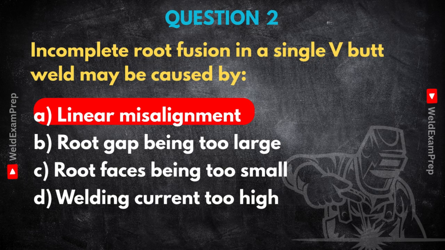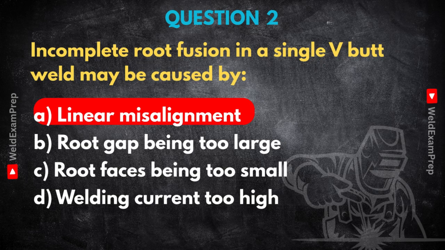So linear misalignment, sometimes called high-low, is basically an offset. One plate edge is higher or lower than the other along the joint. Ah, okay, like a step. Exactly. It might look small, but it's really detrimental to the root. Think about trying to glue two bits of wood edge to edge, but one's slightly proud. Right, the surfaces don't meet properly.